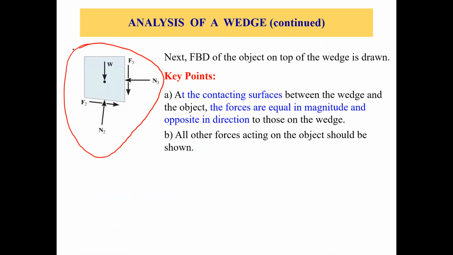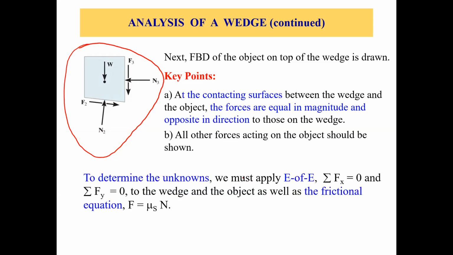There are some key points. Let's have a look at these key points. At the contacting surfaces between the wedge and the object, the forces are equal in magnitude and opposite in direction to those on the wedge. That's why we draw the free body diagram of the wedge first, and then the weight or the block, or any object, any body which is on top of the wedge, because now we know the direction.